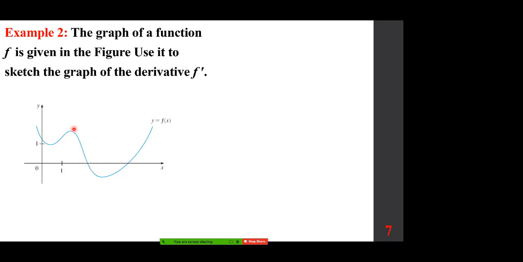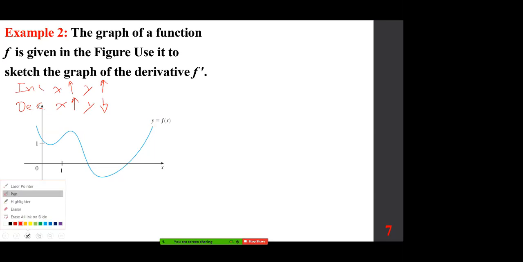On the other hand, this part is decreasing. This part is increasing, decreasing, increasing. I hope you remember the meaning of increasing, decreasing. I'm going to give you the basic definition from pre-calculus. The simplest way: increasing means if x gets larger, y gets larger. That's it. Decreasing, when x gets larger, y gets smaller. That's all there is to it.